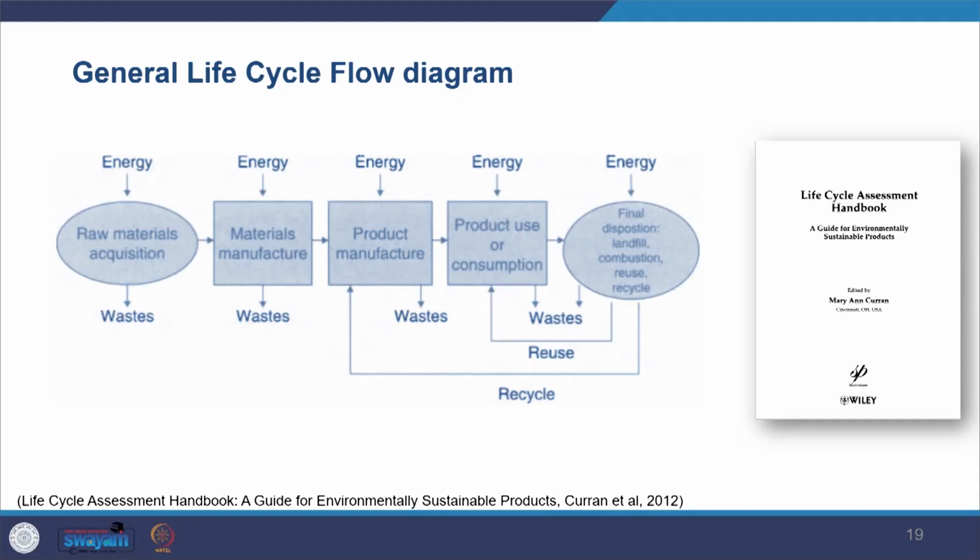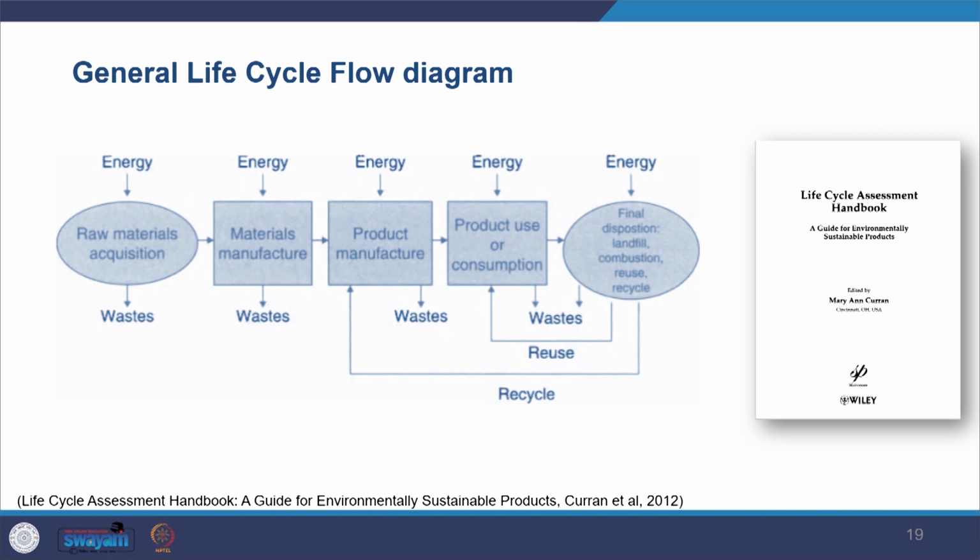And here in this example, you can see the general life cycle flow diagram. Here you can see how the raw material is acquired, and even when the raw material is acquired, there's certain consumption of energy, and at that stage itself, waste is produced. And then the material, when it is manufactured after acquiring the raw material, again energy is consumed in the manufacturing process, and waste is generated. Likewise, you see the product manufacture when all the raw materials come together and the product is manufactured. Again, you have energy consumption and waste.